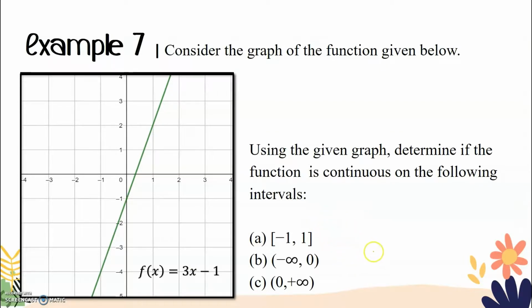We have here a closed interval from -1 to 1. Now tracing the graph from -1 to 1, on that interval we did not encounter any hole, any break, any asymptote. So meaning to say, on the closed interval -1 to 1, the function is continuous.